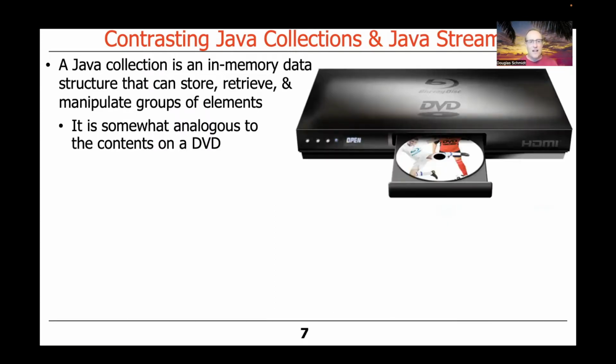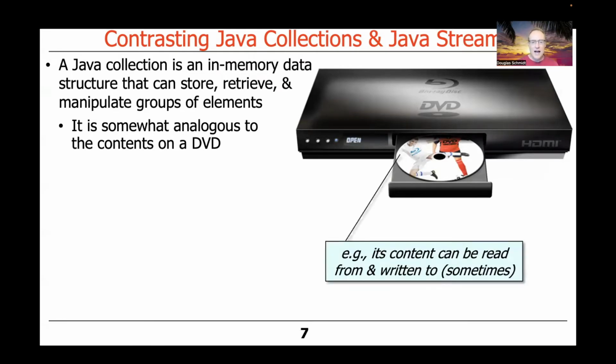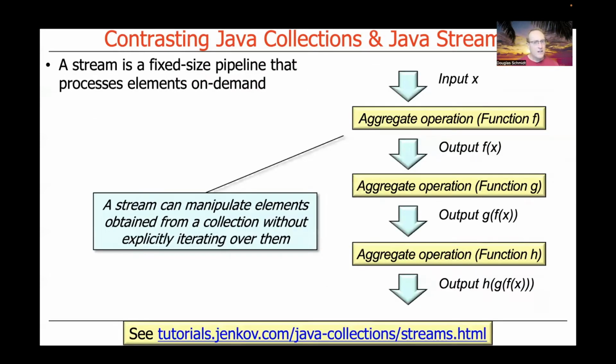You can sort of think about a collection as somewhat analogous to the contents on a DVD. For example, you can read the content from a DVD. You can write the contents to a DVD sometimes, depending on what kind of DVD or CD you have. In contrast, a stream is a fixed size pipeline that processes elements on demand. And a stream can manipulate elements that are obtained from a collection or from somewhere else without having to explicitly iterate over them.